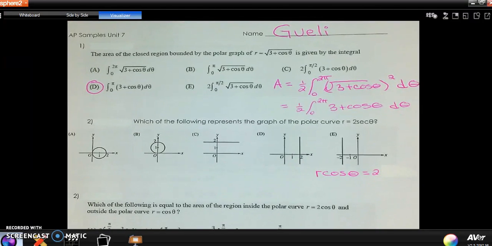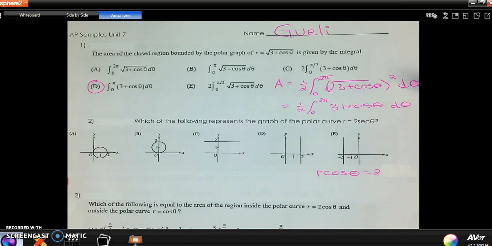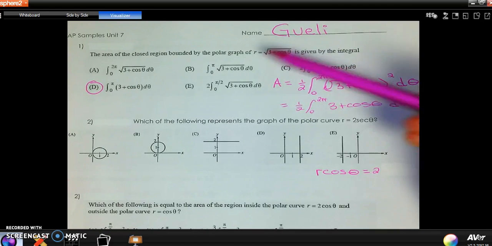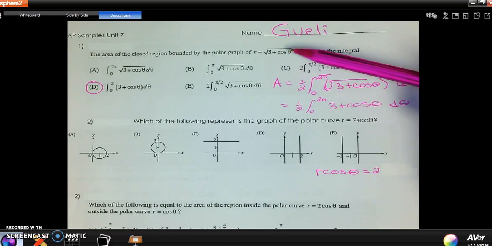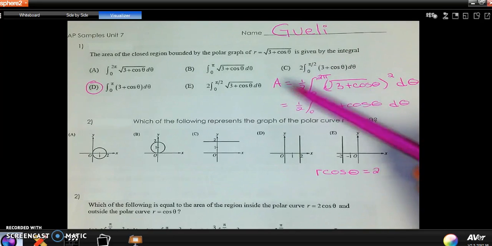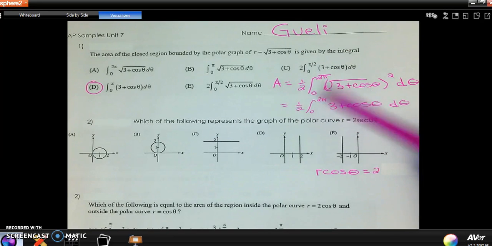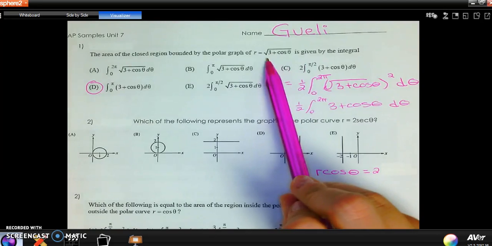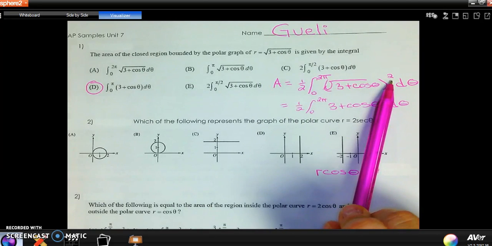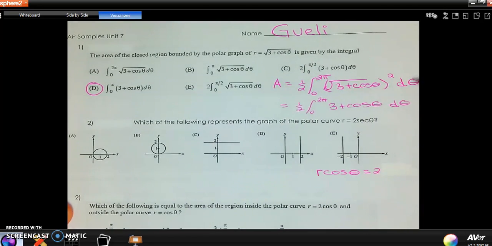Okay, so this is a video of the Unit 7 examples from the AP selection over polar and parametric stuff. In this first example, you have the graph of a polar curve, and they're asking you to figure out the area of the enclosed region. So we know that the area is going to be 1/2 the integral from 0 to 2 pi of that quantity squared. Now the problem is that you go to look for that as an answer choice, and that's not an answer choice.